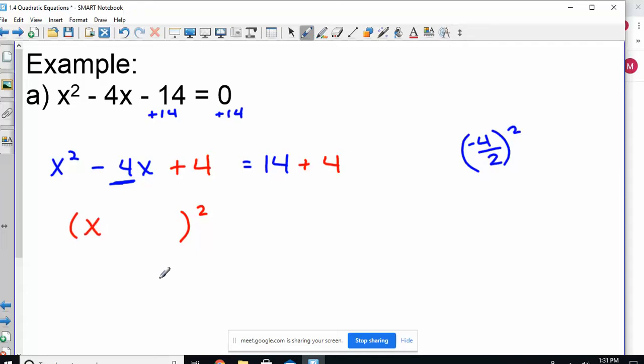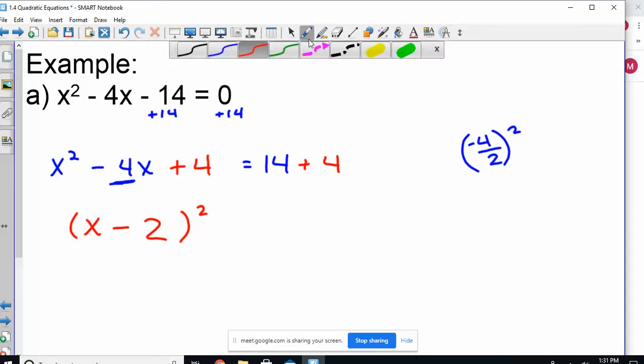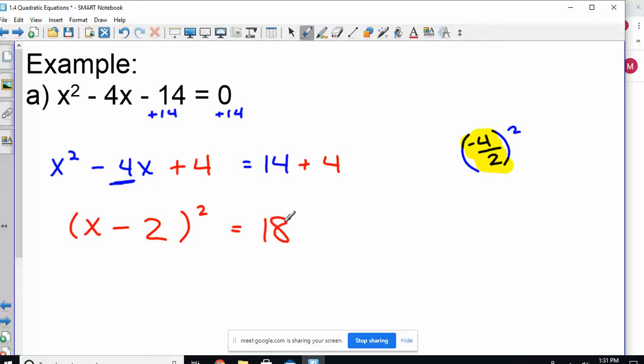We have an x. There's a few different ways you could get this number. If I look up here, there was a subtraction, so we need a subtraction. What's the square root of 4? 2, so it's x minus 2. The suggestion I always give people, look at your number before you square. When we did -4 divided by 2, we got a -2, so it's an x minus 2. Over here, 14 plus 4 is 18.